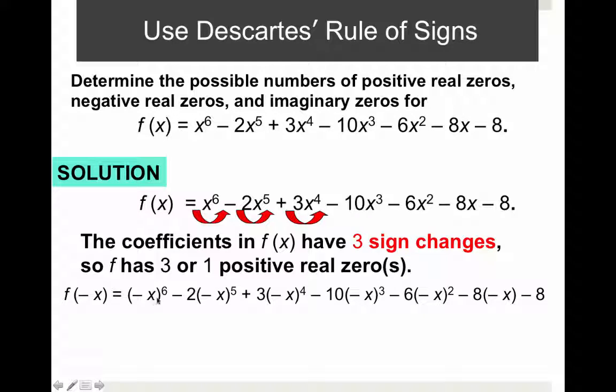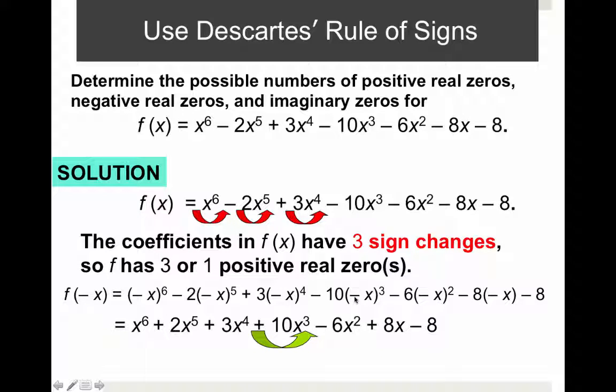So negative x to the 6th is going to stay x to the 6th. Negative x to the 5th becomes negative, which makes this negative into a positive, and so forth. So we're just changing the signs, all right? So this becomes x to the 6th, 2x to the 5th, 3x to the 4th, 10x cubed, and then negative, positive, negative. So notice that my signs have changed from the original because I included a negative with my x.